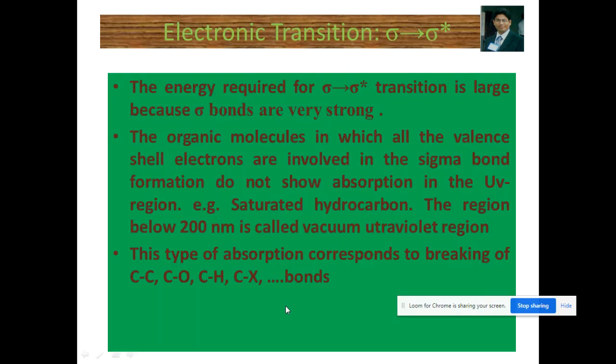Now we are discussing details about these electronic transitions. First of all, we will discuss the sigma to sigma star transitions. The energy required for sigma to sigma star transition is large because sigma bonds are very strong. The organic molecules in which all the valence shell electrons are involved in sigma bond formation do not show absorption in the UV region, for example, saturated hydrocarbons. The region below 200 nanometer is called the vacuum ultraviolet region.